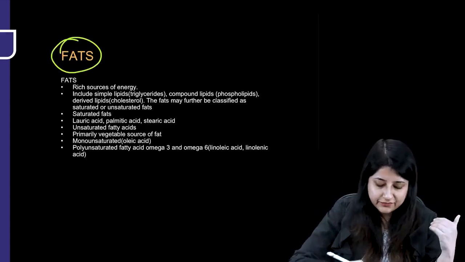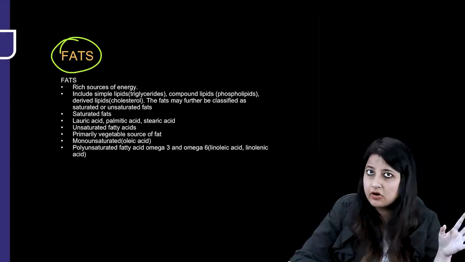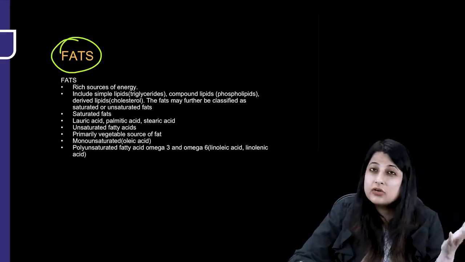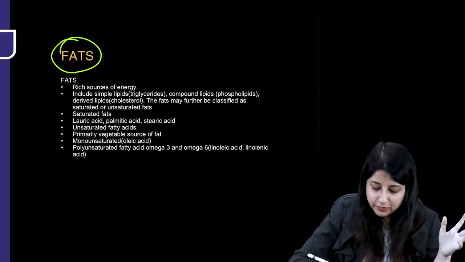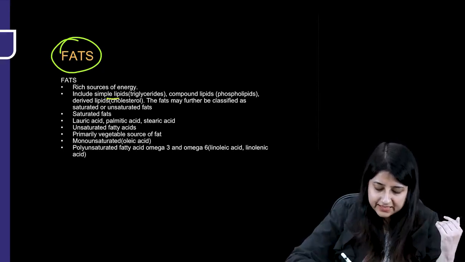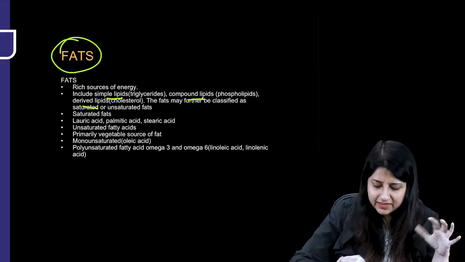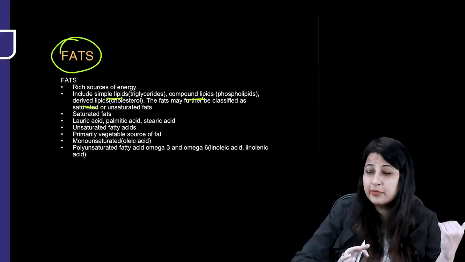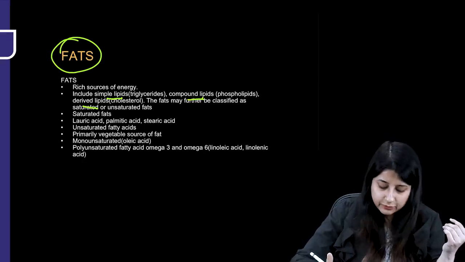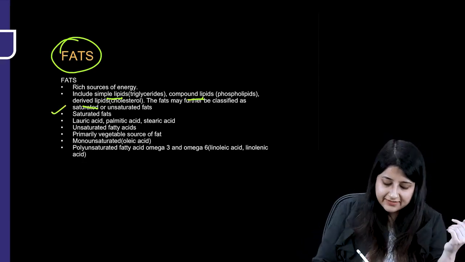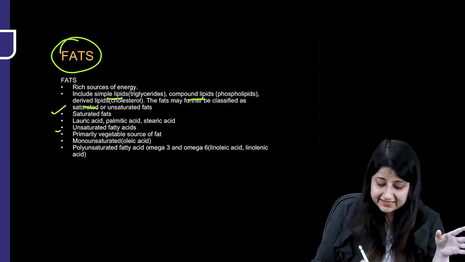Now, what about fats? Fats are the richest sources of energy. They provide us 9 kilocalorie per gram of fat. They include simple lipids, compound lipids and derived lipids. The fats are further classified. Simple, compound, derived are more important for biochemistry, but from a public health point of view, you have to divide them into saturated and unsaturated fatty acids.